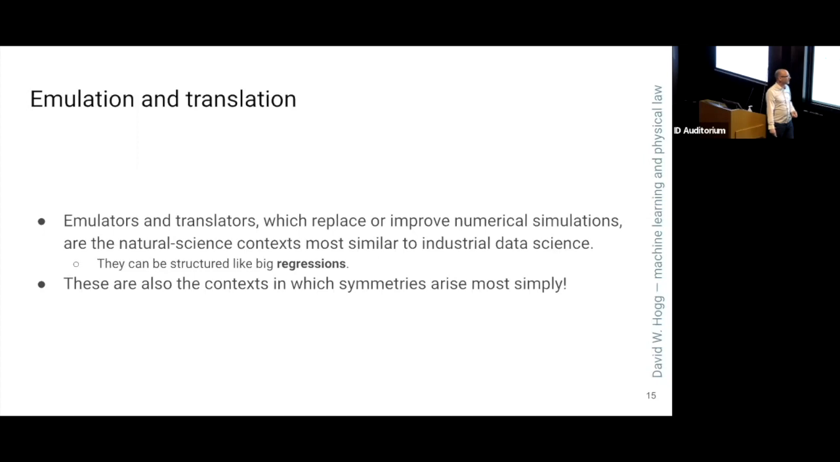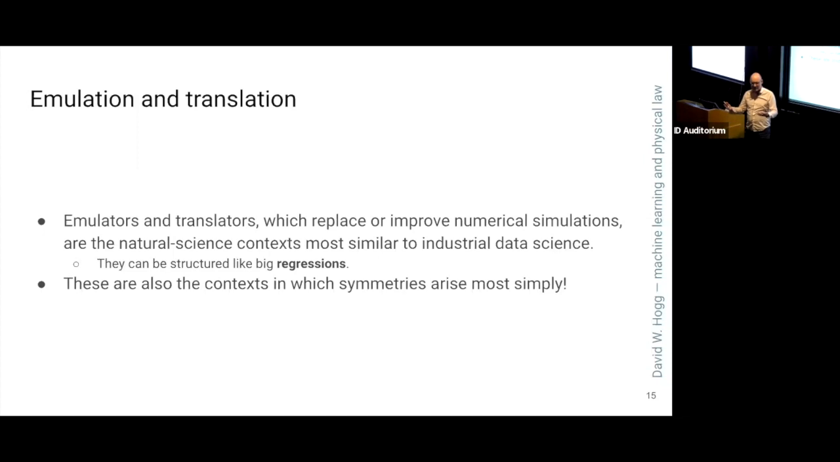Those are structured like regressions. And then if you are looking at translators or emulators, you actually believe these symmetries apply exactly. There's no approximateness of the simulation with respect to the symmetry. So if you're doing a cosmological simulation, we really think the universe really is translationally and rotationally symmetric precisely. And so if we're doing an emulator or translator, we really want it to be exactly translationally and rotationally symmetric.